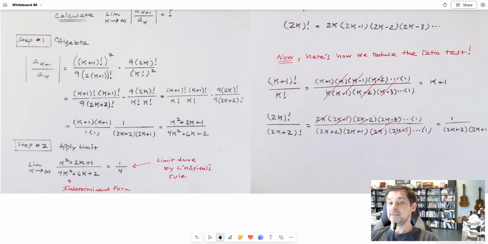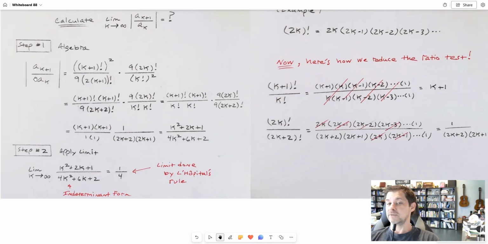Okay, now that's the algebra. That's taking what the ratio test says we have to work with and reducing it to some point where I think we could then apply the limit. But I didn't want to do that all in one step. Okay, so now I'll apply that limit. Here's what I get reduced from the ratio test.